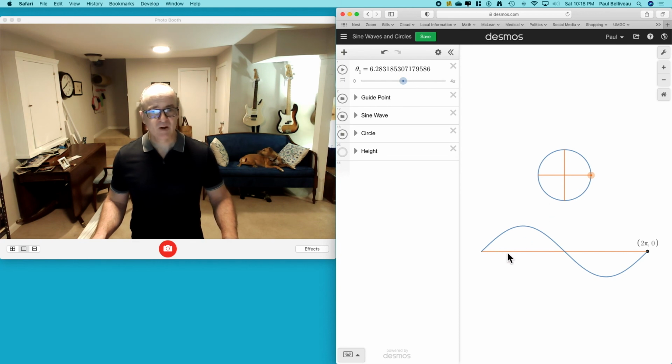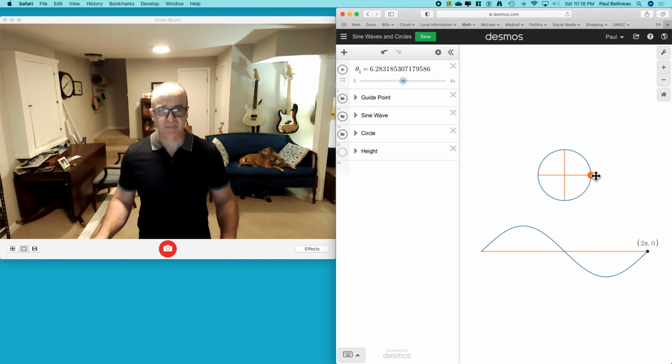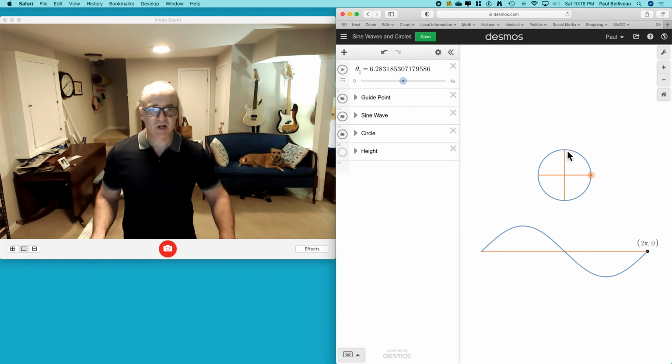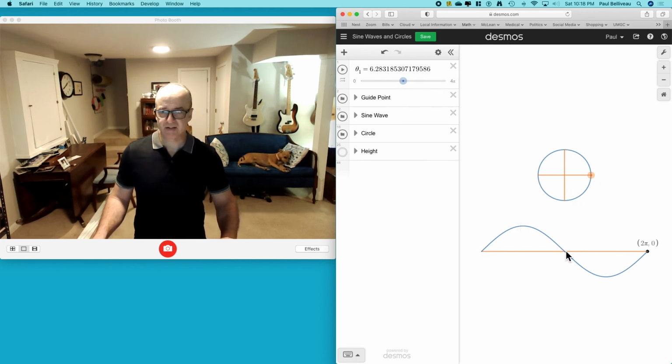Okay? And when you've walked that length along this horizontal axis, you'll have gone from a height of 0 up to a height of 1, back to a height of 0, down to a height of -1, and then back up to a height of 0, and here we are.